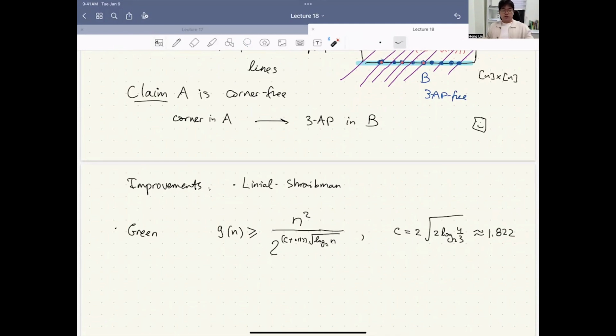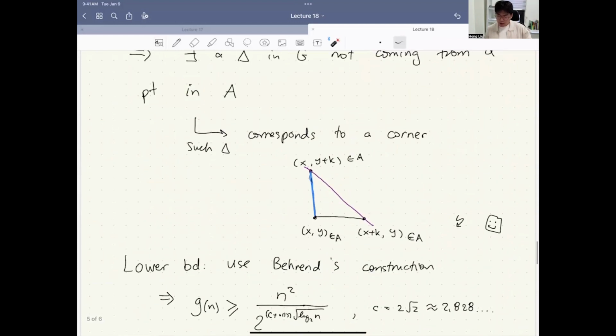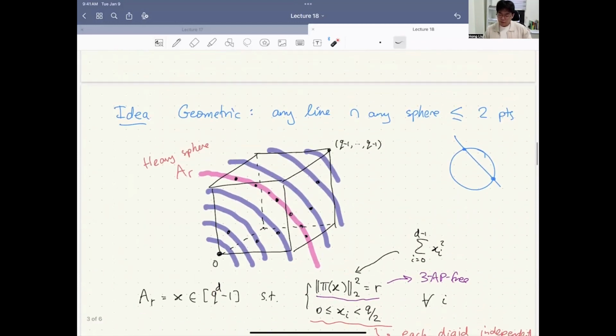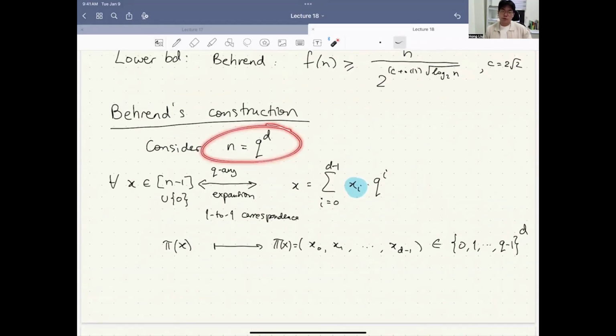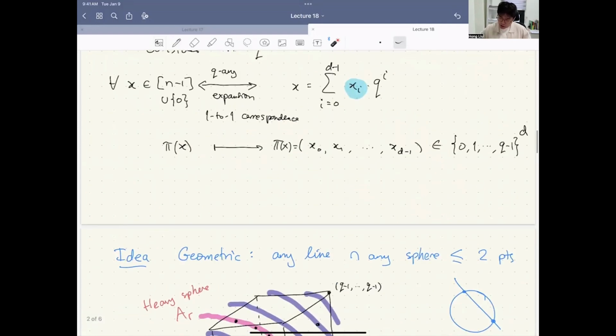I would say it's sort of like a two-dimensional version of Behrend's construction. So again, let's consider n of this form, q to some power d, and we can now associate every point in the n by n grid to a vector of length 2d now. Before it's length d, right? Now we can do the same. Consider quinary expansion.